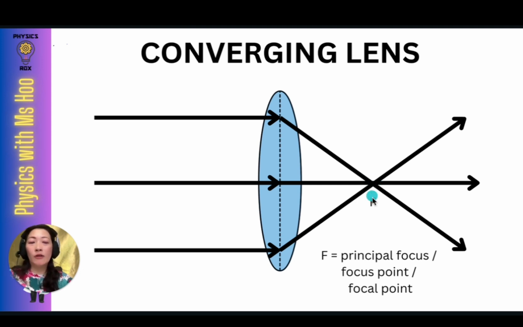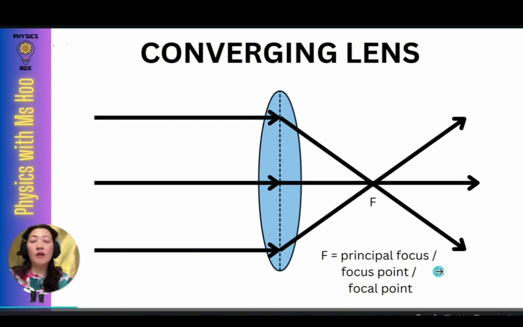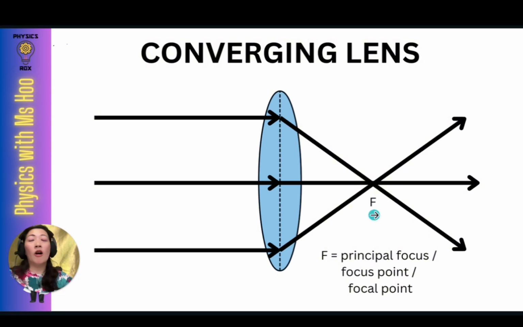This point, normally labeled with a capital F, is called the principal focus, also known as the focus point, also known as a focal point. Yes, all of these terms mean the same thing. So all the lenses we saw on the previous slide will cause the light rays to converge at a single focus point like this. The difference is just that the focus point may be at different positions away from the lens. So converging lenses will converge the light rays.